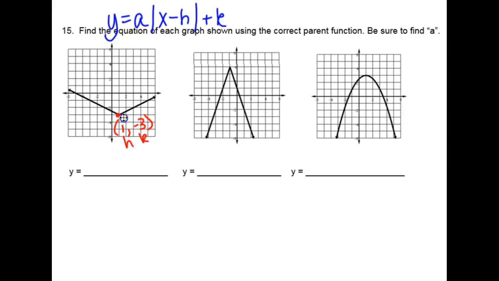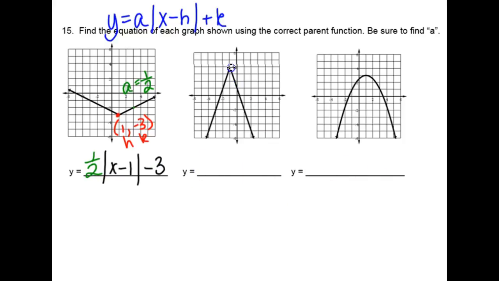And then your a value would be, if you could count, so like up 1 over, it looks like it's up 1 over 2. So for the sake of how you're going to be tested, you're going to be able to deduce the proper answer, I guess is a good way of saying it. So clearly a positive a value. It has some sort of a fraction slope that's smaller than 1 because it is wider. So x minus h, absolute value of that, and then plus k would be a minus 3.